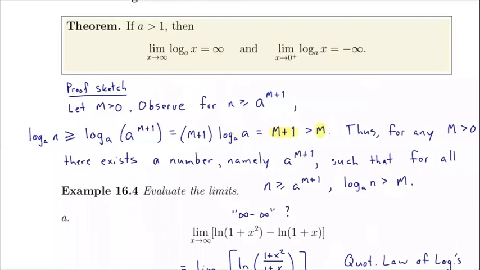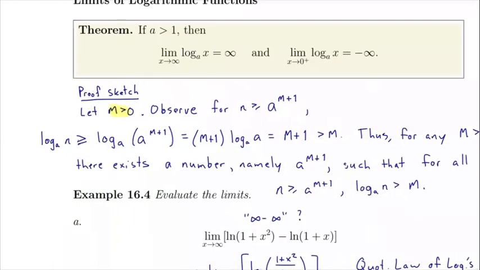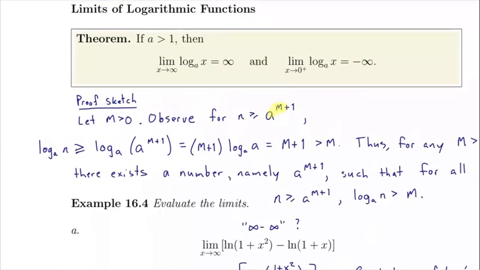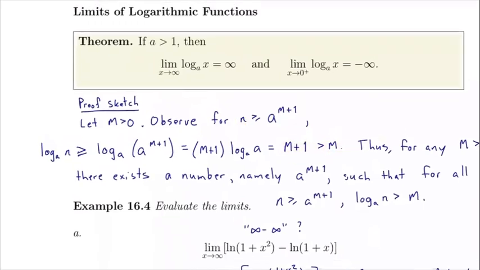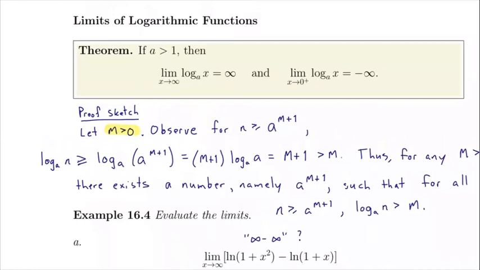So I've just provided a recipe. If there's any large number we can think of, capital M, then based on that capital M, I can create a number. I take the base of the logarithm, raise it to the n plus 1 power, for any number n that's bigger than that, log base a of that number is bigger than n. So I know that I can grow my function to be larger than this proposed large value.